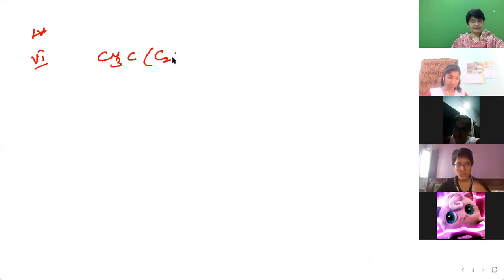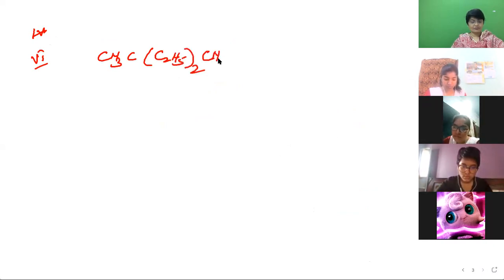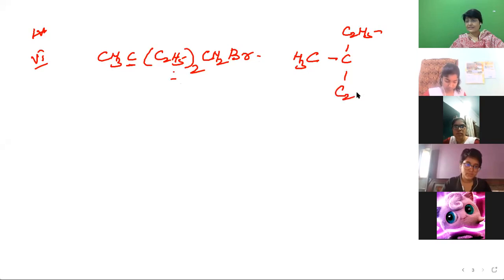Number six. CH3, C, C2H5. Number six I'm taking. CH2Br. Look at this C carefully. I told you, things which are in brackets are in the form of a branch, separately. So CH3, C, C2H5 and C2H5, because this carbon atom has to complete its octet with four bonds. C, H, H, Br. So what we understood here is that the two C2H5 groups are present.